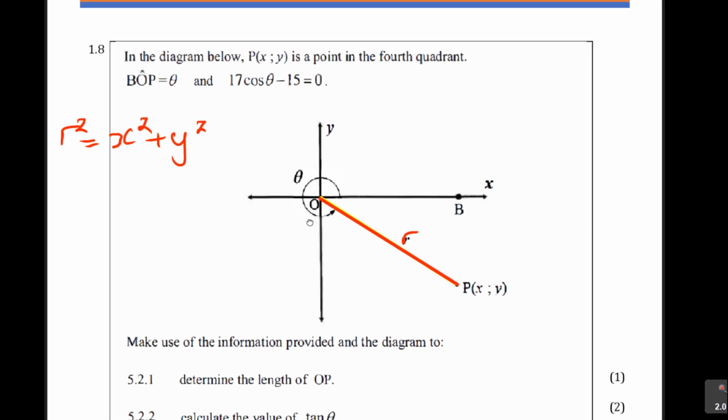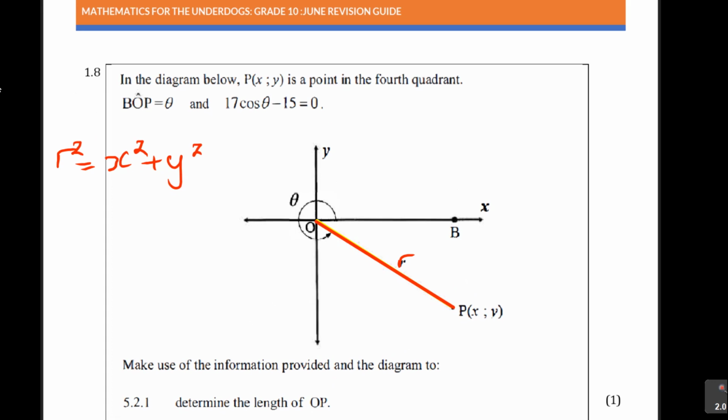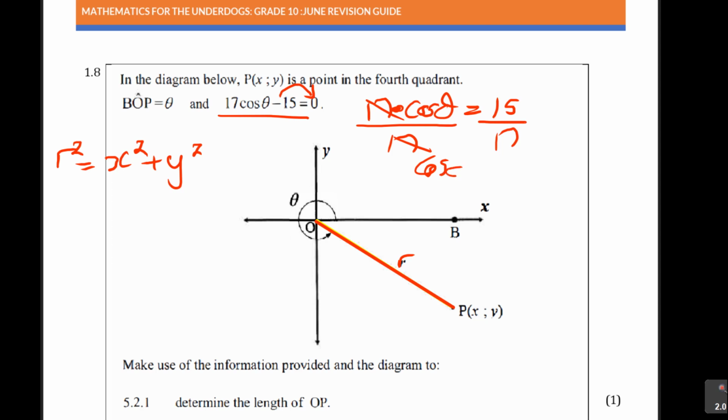It's the Pythagoras. But of course, you have to come back from here. What is this? They gave you this for a reason. 17 cos theta minus 15 equals 0. Take minus 15 to the other side, so you'll have 17 cos theta, and from negative, it will become positive 15. But how do you separate this 17 from cos? It's multiplying, so you divide by 17 both sides. See that? That's how you get your cos theta. So cos theta is 15 over 17.